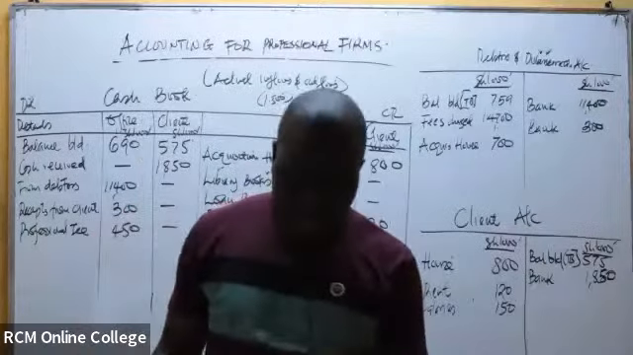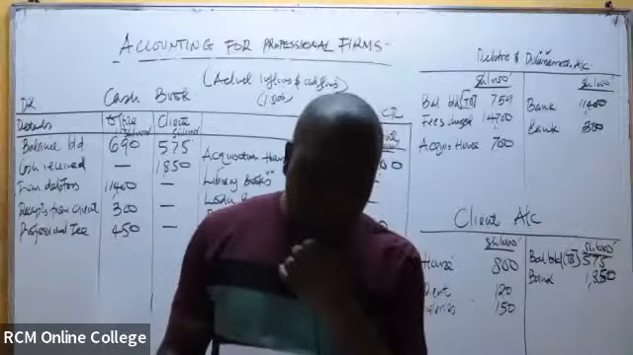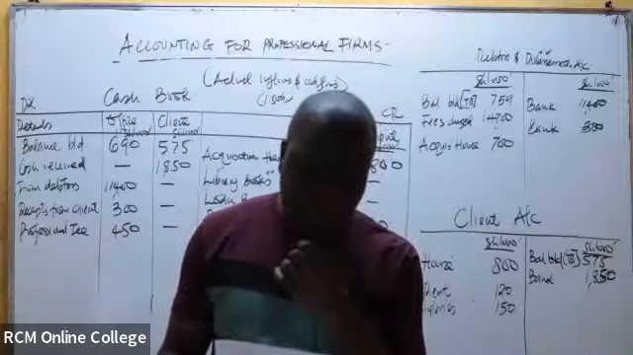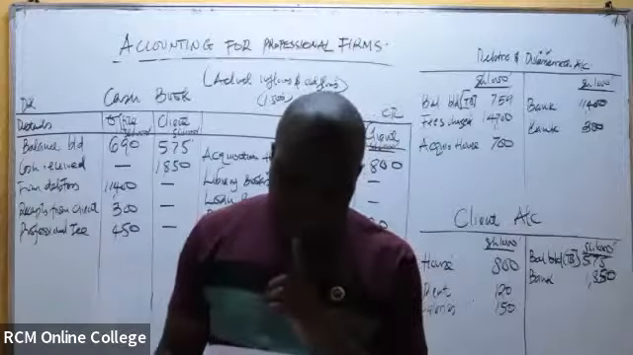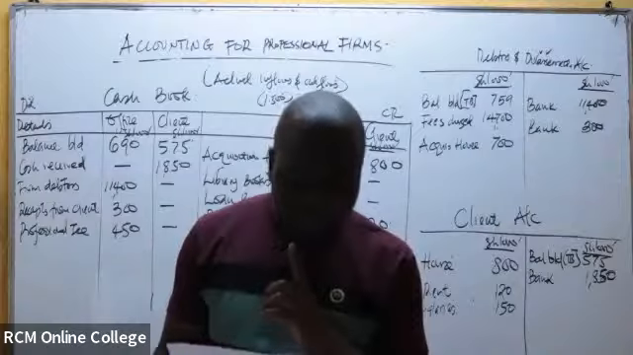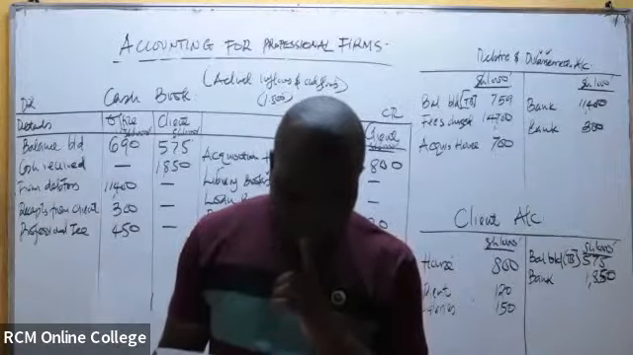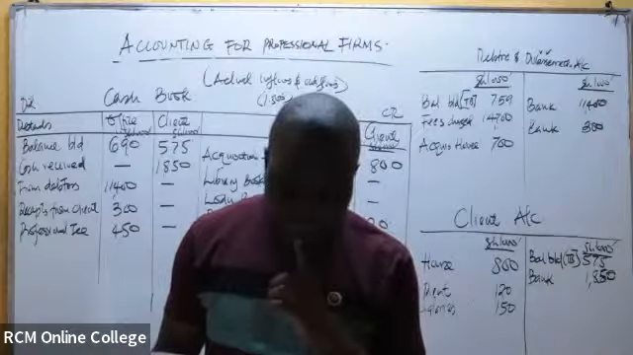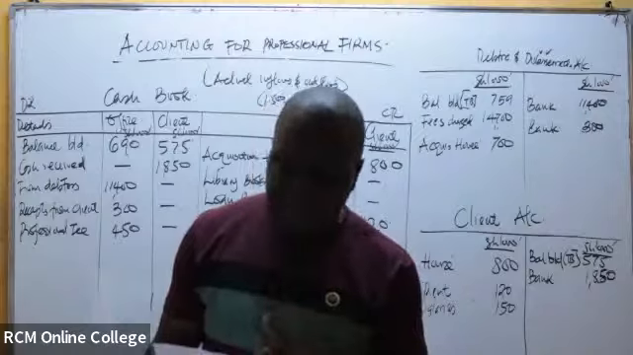450,000. Then note number 11: acquired office premises for 6.5 million and paid 3 million in cash. The balance was financed through a mortgage, which attracts interest at the rate of 12% per annum. Assume the office premises were acquired on 1st of January 2010.